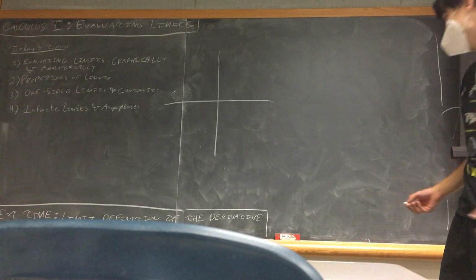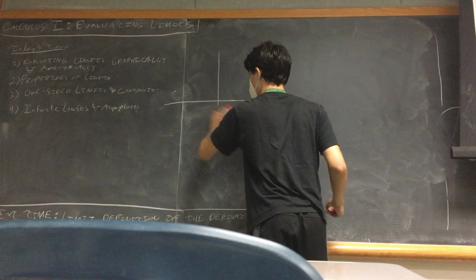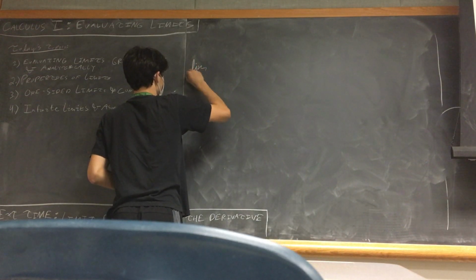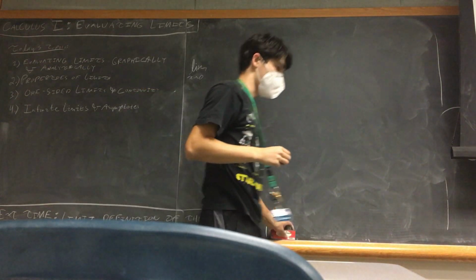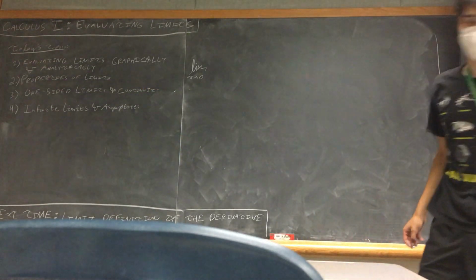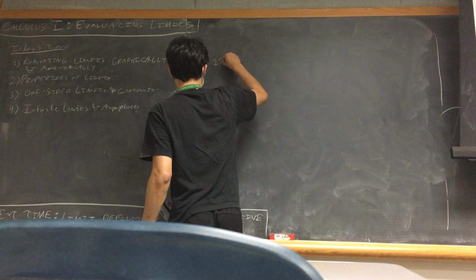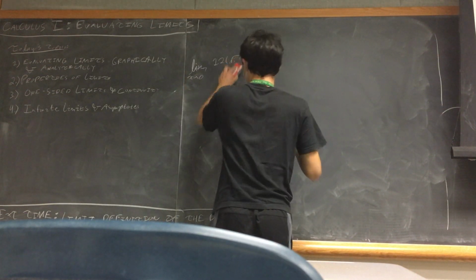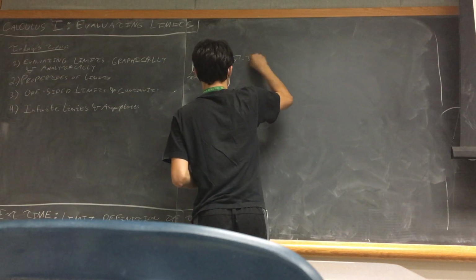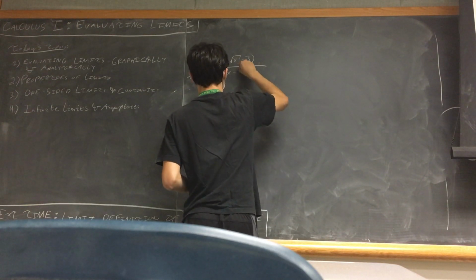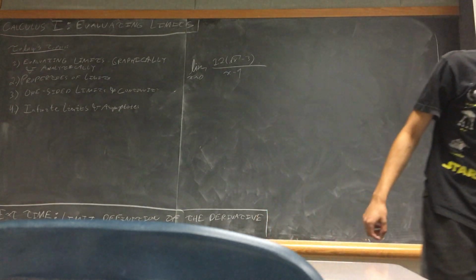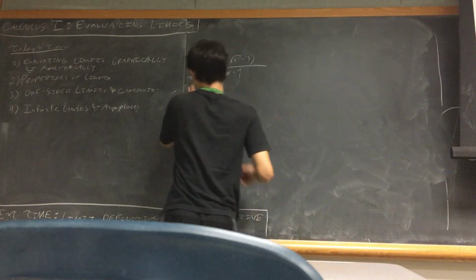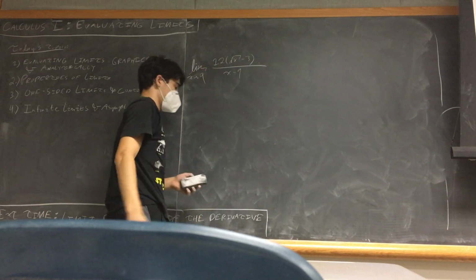And that is the limit as x approaches 0 of 12 times the square root of x minus 3, all over x minus 9. The limit is as x approaches 9, sorry, not x approaches 0.